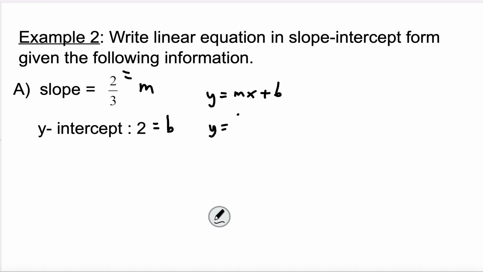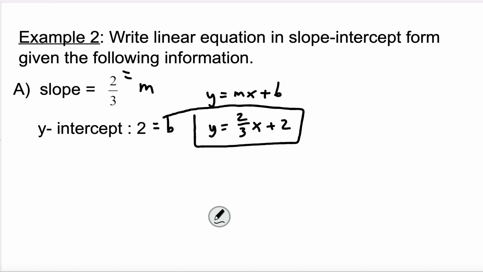So let's put those 2 values in here. The slope is 2/3, that's an m. The y-intercept there is 2, which is a b value. It says to write the equation in slope-intercept form. This is my slope-intercept form. And we've got the answer. So there we have it.